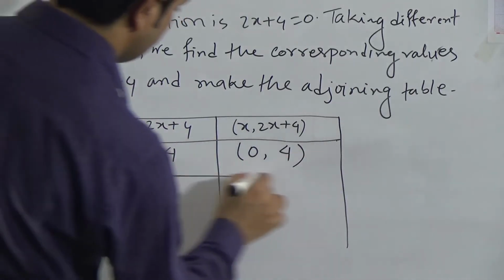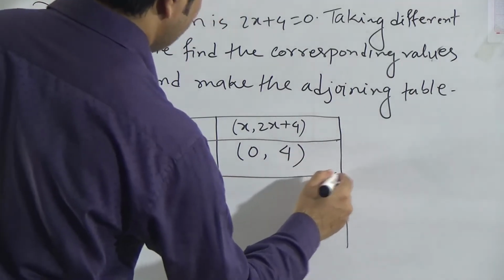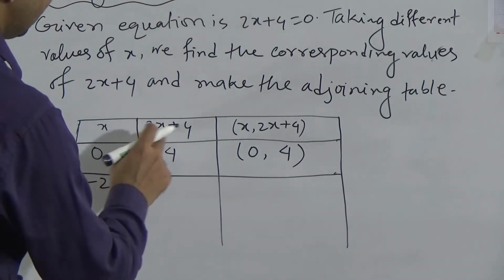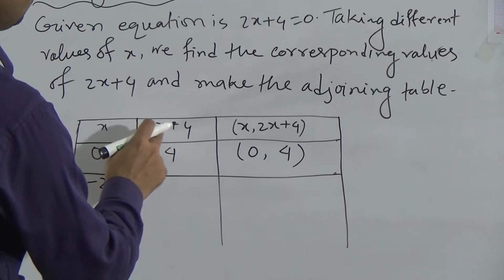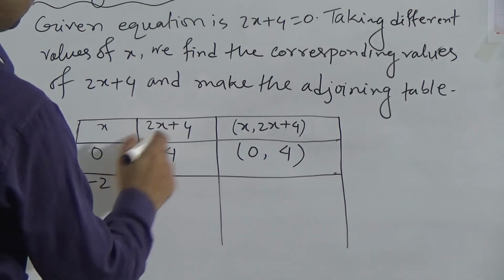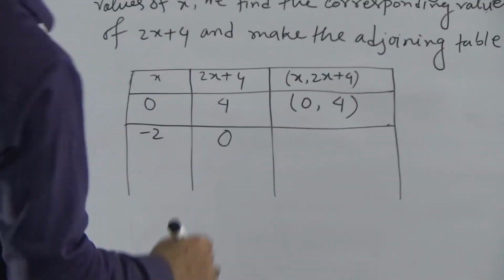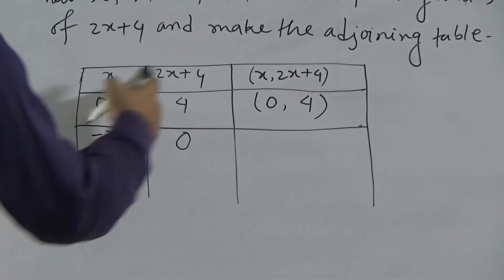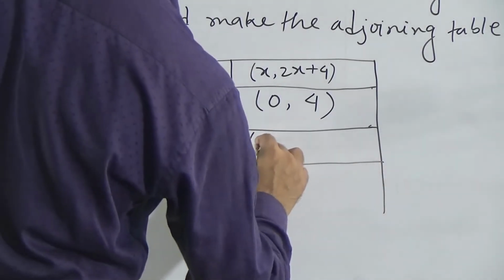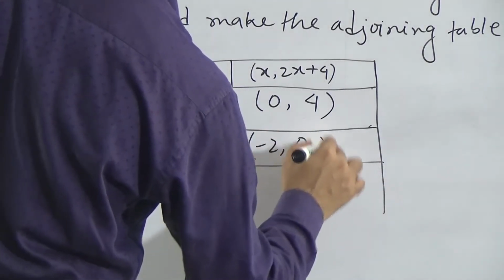And next one, suppose we want to take minus 2. If we take minus 2, 2 and minus 2 product is minus 4. Minus 4 and plus 4 will vanish. So answer will be 0. Value of this one will be 0. So in this case the point will be minus 2, 0.